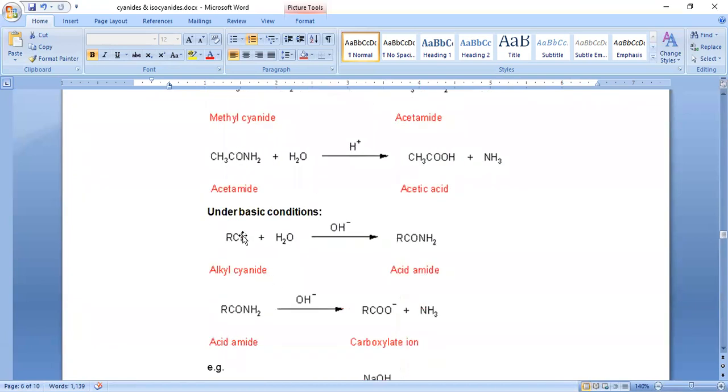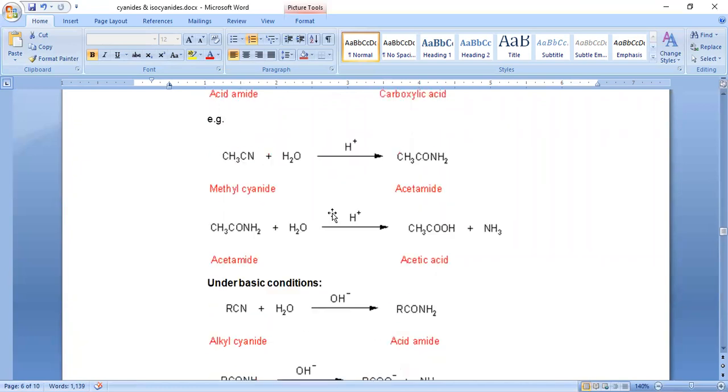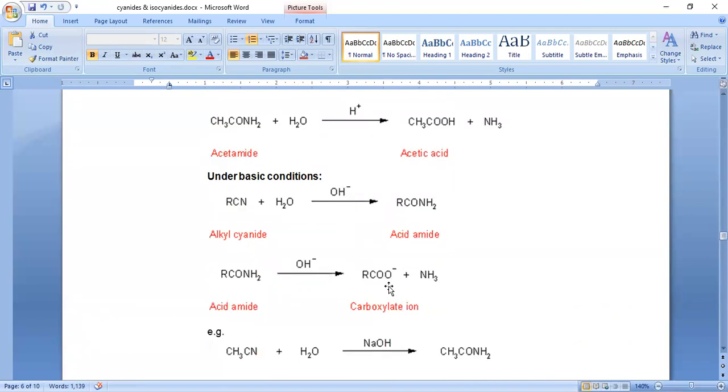So these are the examples under acidic conditions. In the presence of base, what happens? We may get a salt. Why? Okay, let's see, I will show you.